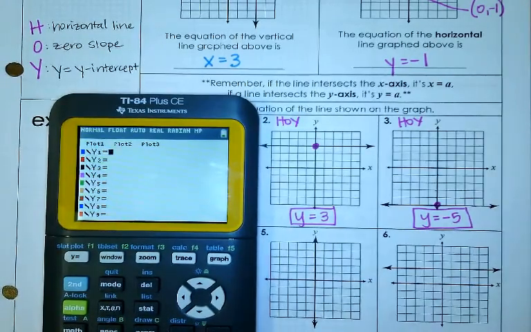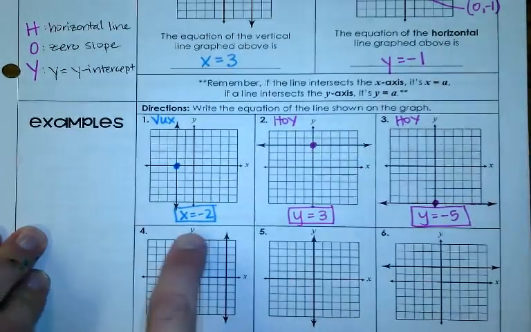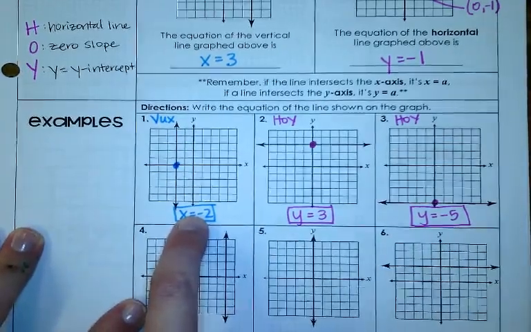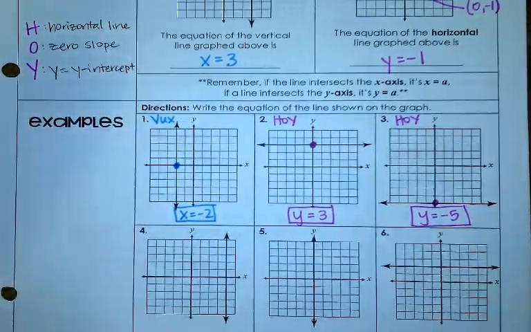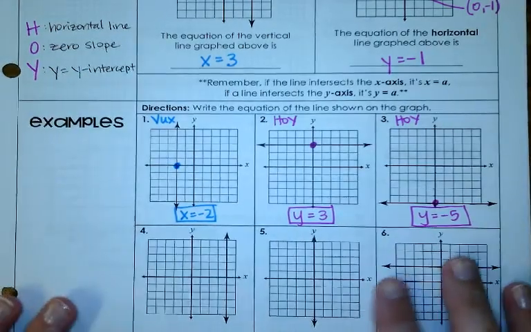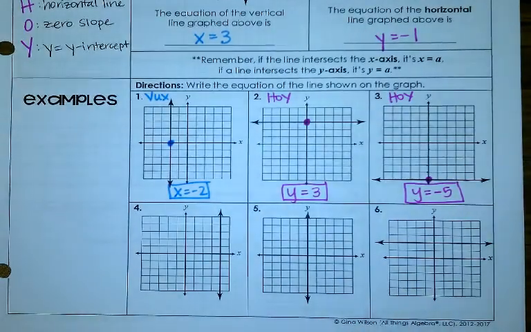Also, what's the slope of a vertical line? Undefined. Can I graph an undefined slope on the calculator? No, I can't. It'll give me an error. So guys, for 4, 5, and 6, I want you to tell me if it's a HOY or a VUX, and then give me the equation of the line. Okay?